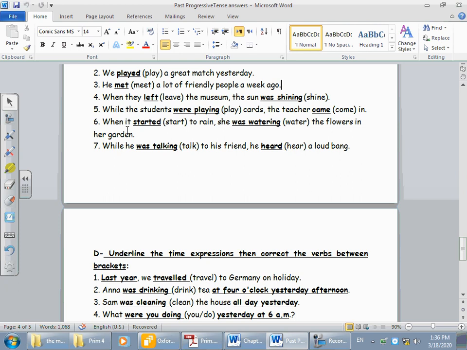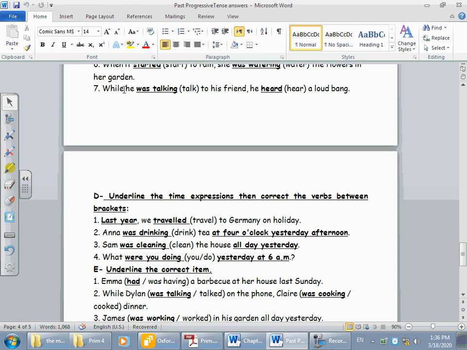Number 6, when it started to rain, she watered the flowers in her garden. After when, past simple, started, second verb past progressive, was watering. Number 7, while he talked to his friend, he heard a loud bang. After while comes past progressive, was talking to his friend, and the second verb past simple, he heard a loud bang.